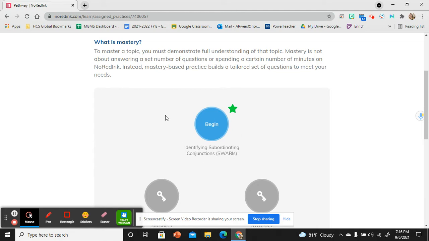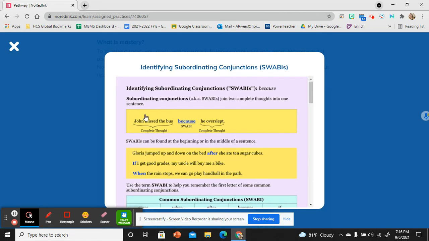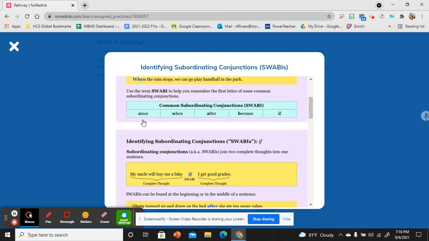But in order for that sentence to be complex, we have to have a subordinating conjunction. And in order to have those subordinating conjunctions, we have to know what they are. So we're going to hit the lesson, and it's going to walk us through identifying subordinating conjunctions or SWABIs. You're going to look down here and it's going to show you common subordinating conjunctions. These are not the only subordinating conjunctions. These are just going to be the main ones we focus on in NoRedInk.